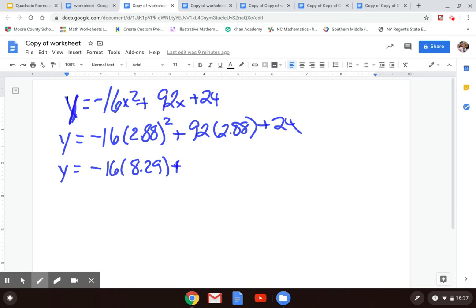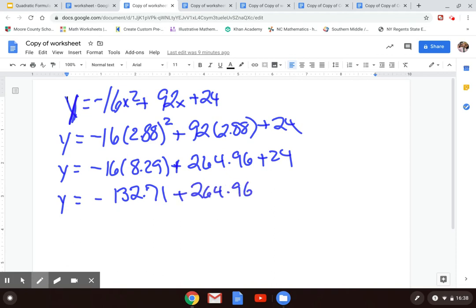And then if I do my 92 times 2.88, that gives me 264.96 plus 24. So if I finish multiplying that, I have y equals a negative 132.71 plus the 264.96 plus 24. And when I add up on my calculator, I get an answer of y equals 156 and 25 hundredths.